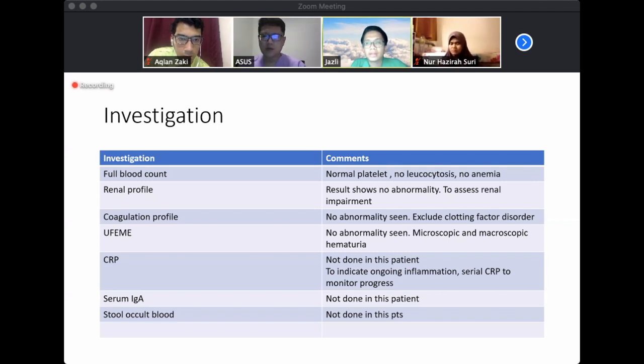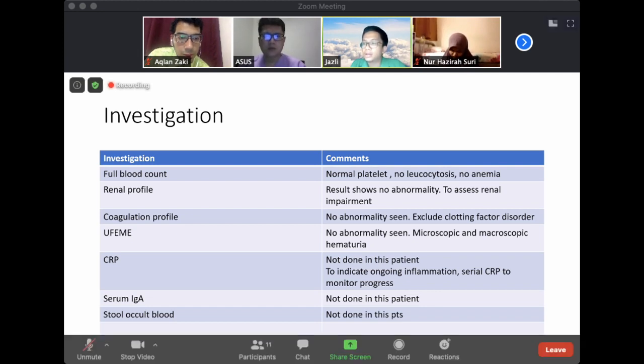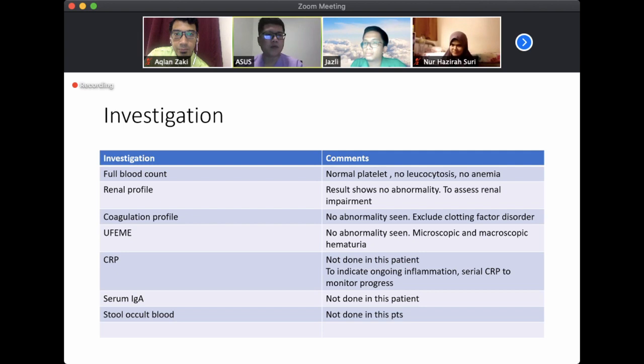It can present with intussusception, and abdominal pain. Severe abdominal pain would indicate the need for corticosteroid.